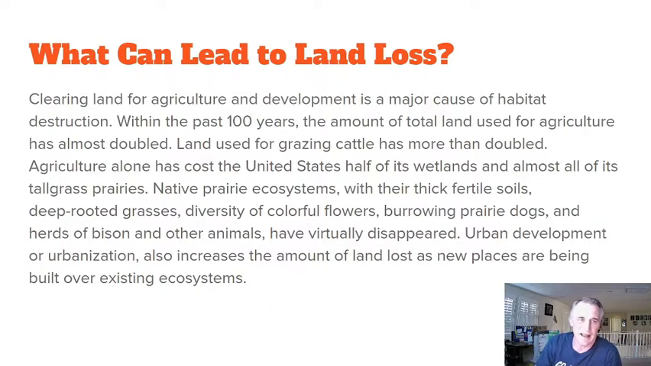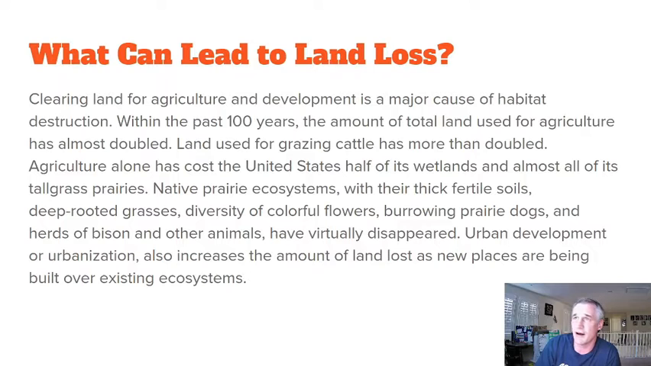So what can lead to land loss? Let's look at this first. Clearing land for agriculture and development is a major cause of habitat destruction. Within the past 100 years, the amount of total land used for agriculture has almost doubled, and land used for grazing cattle has more than doubled. Agriculture alone has cost the United States half of its wetlands and almost all of its tall grass prairies.